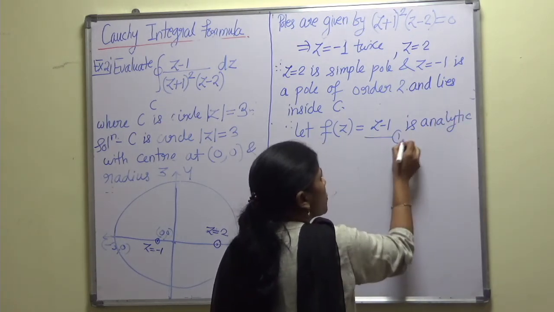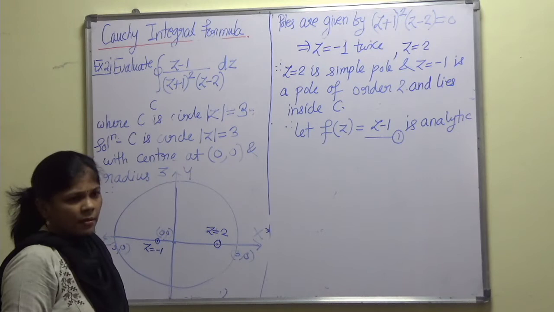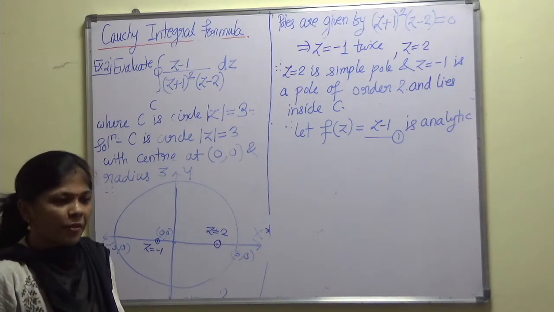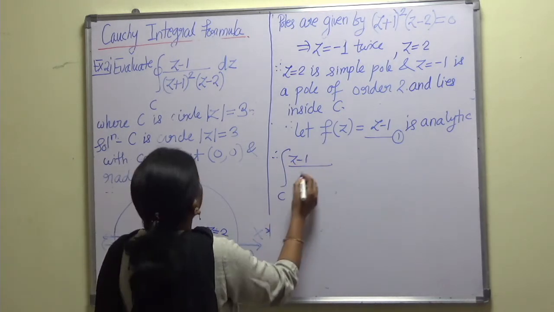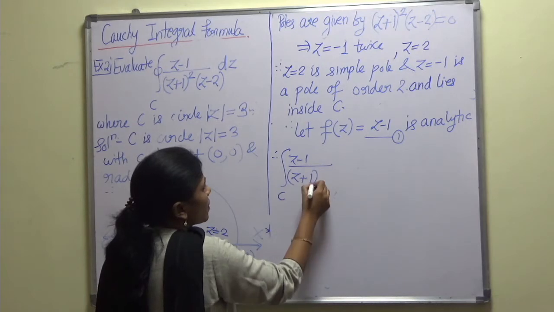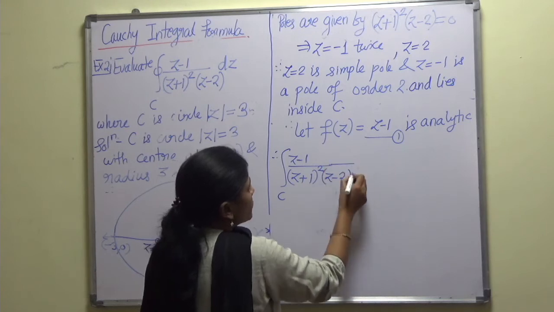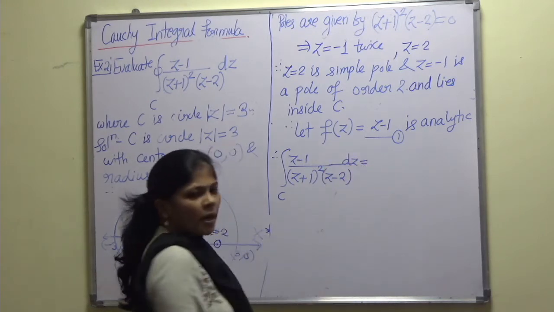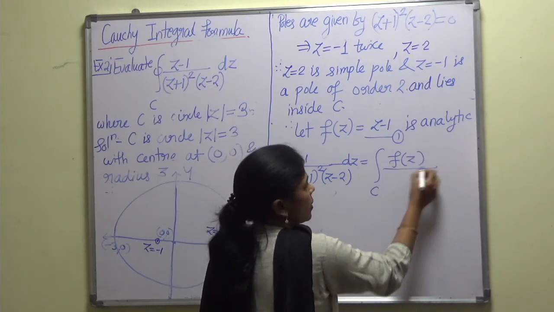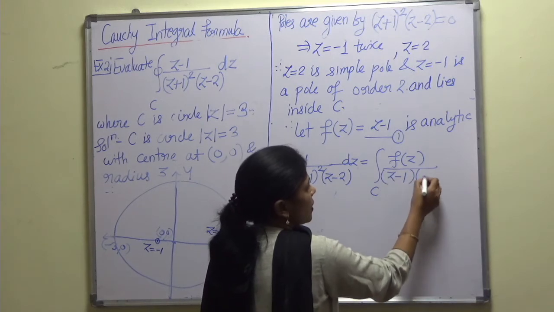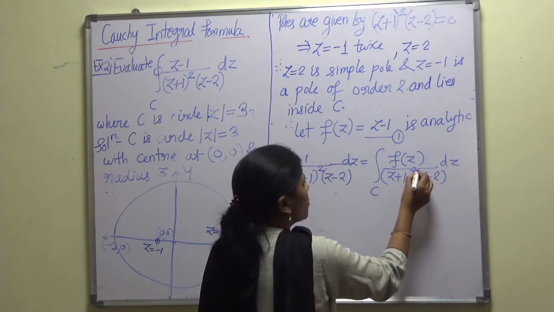You may call it as equation 1. Right? Now what is the next step? Is to write this integral, given integral in terms of f of z. So therefore integration over c of z minus 1 upon z plus 1 whole square into z minus 2 will become integration over c of f of z upon z minus 1 into z minus 2. Sorry, z plus 1 whole square.